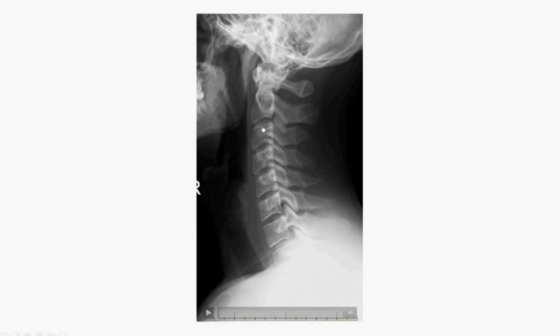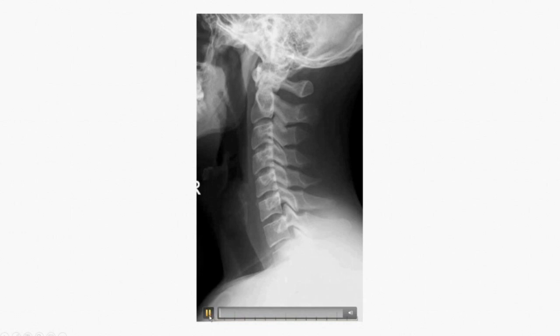We move to C3 and we see nice borders. This is a nice normal cervical spine. We see the vertebral body, intervertebral discs. We can see the lateral masses, which is the connection between the superior facet joint. This is the superior facet joint, and the inferior facet joint. We see the laminas, and then we see the spinous processes.